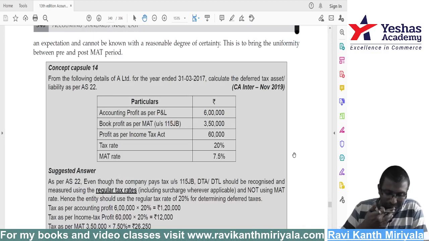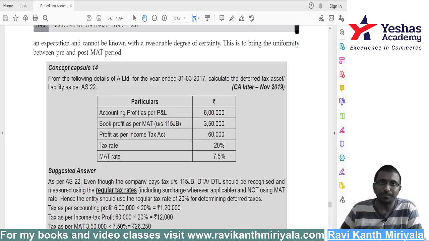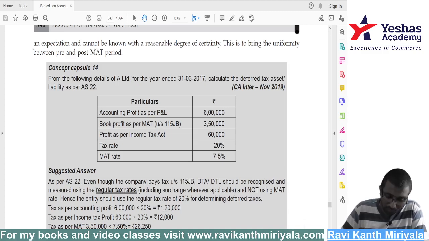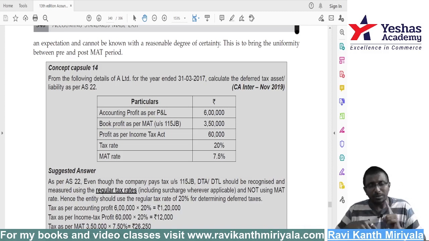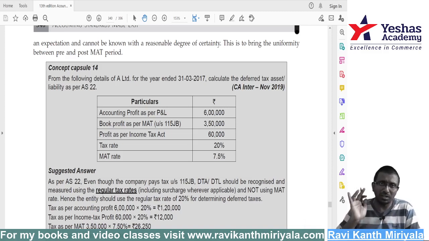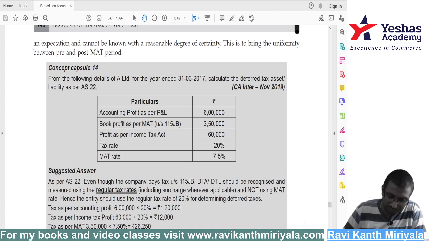Look at this question, concept capsule 14. It was asked in 2019, obviously the last attempt, but it's a good one, so I thought of looking at it. Accounting profit as per P&L is 6 lakh. Book profit as per MAT, accounting PBT plus or minus adjustments, is 3,50,000. Profit as per Income Tax Act is 30,000. Okay, let me do it.